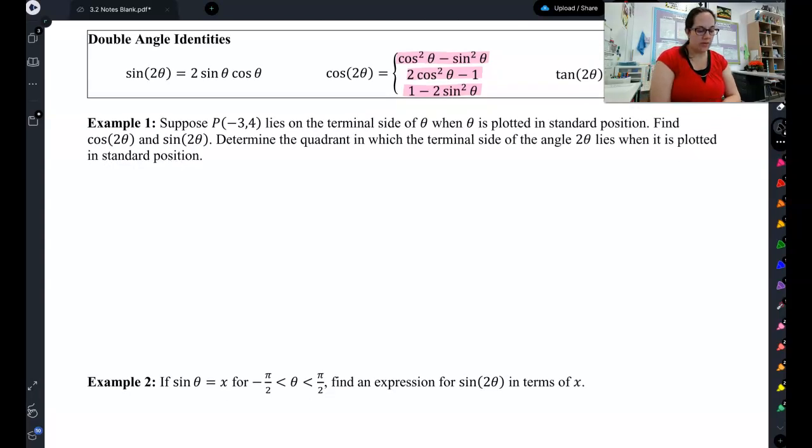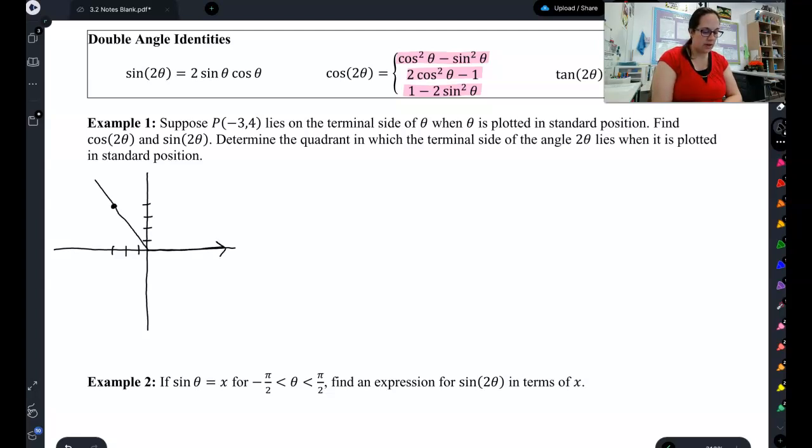Let's suppose we have a point that is on the terminal side of theta. So this point is negative 3, 4. There's my point. And I know it's on the terminal side of theta, so there's my initial side. There's my terminal side. There's my theta. We want to find cosine of 2 theta and sine of 2 theta.